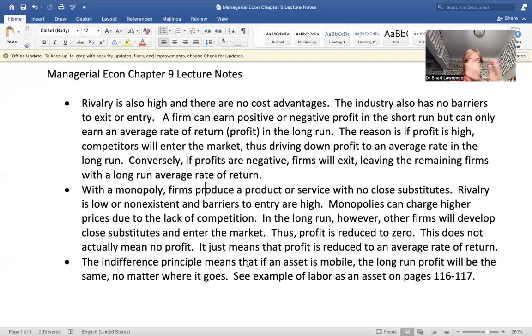So anyway, read that real quick on page 116, 117. That's the indifference principle. The main points of this chapter are to understand, of course, the indifference principle, but also to understand the perfectly competitive market versus a monopoly. And the bottom line is both have a normal rate of return. It just takes a lot longer to get to that point with a monopoly. If you've got a product or service that is new, that is different than anyone else's, you can earn this monopoly profit for quite some time.